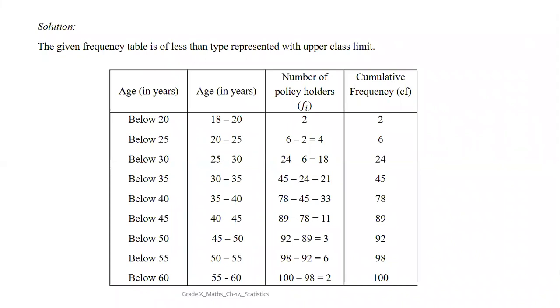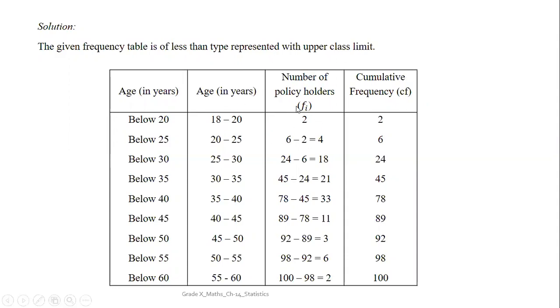So for that, it is a cumulative frequency of less than type, which is represented with the upper class limit. So first column, we are having the given age in years, then age intervals. Now here, it was already given that you need to have equal class size. The first entry is 18 to 20, not 15 to 20. That is because it is considered only for 18 years and above. But even if we write 15 to 20 over here, people aged 15 to 18 are not going to get the insurance. So anyway, the answer would be 0.